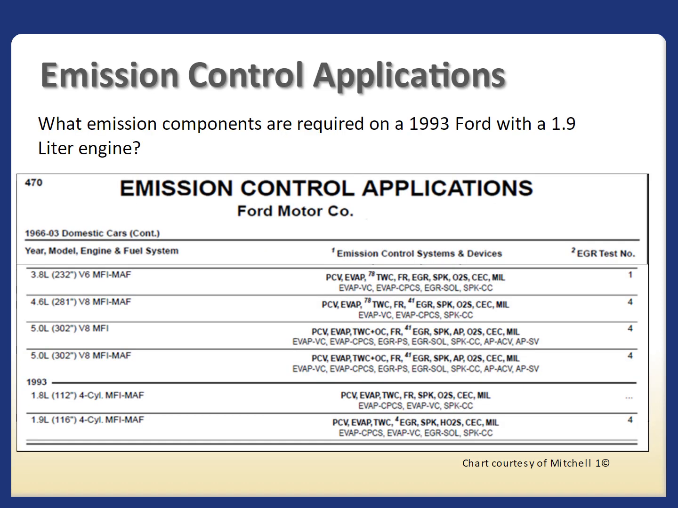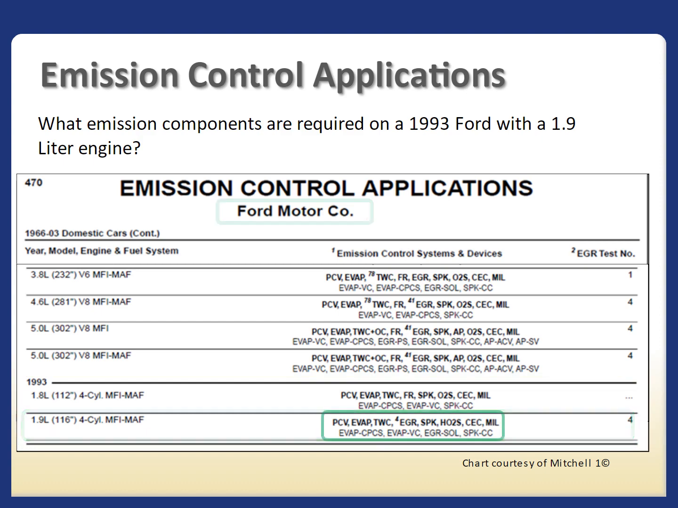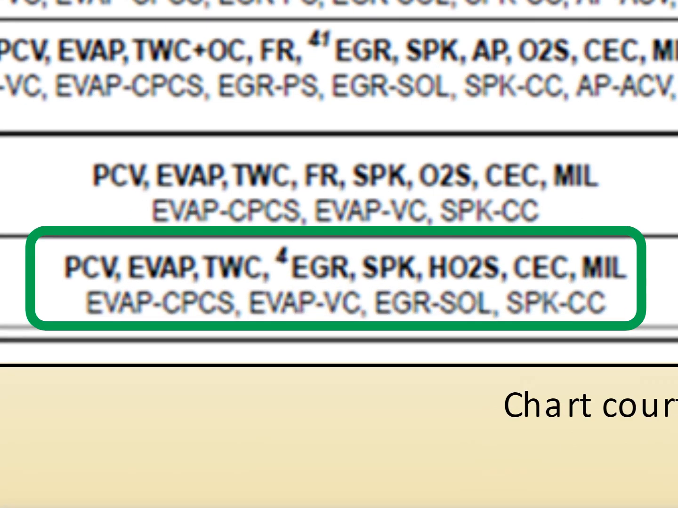To find out what emission controls are required for a 1993 Ford with a 1.9-liter engine, first go to the section Ford Domestic Cars, then find the year, then find the engine size. The ECS guide shows the required emission components such as PCV, EVAP, TWC for three-way catalytic converter, EGR for exhaust gas recirculation valve, and much more. The number 4 next to EGR means there is a footnote providing additional information on the EGR.